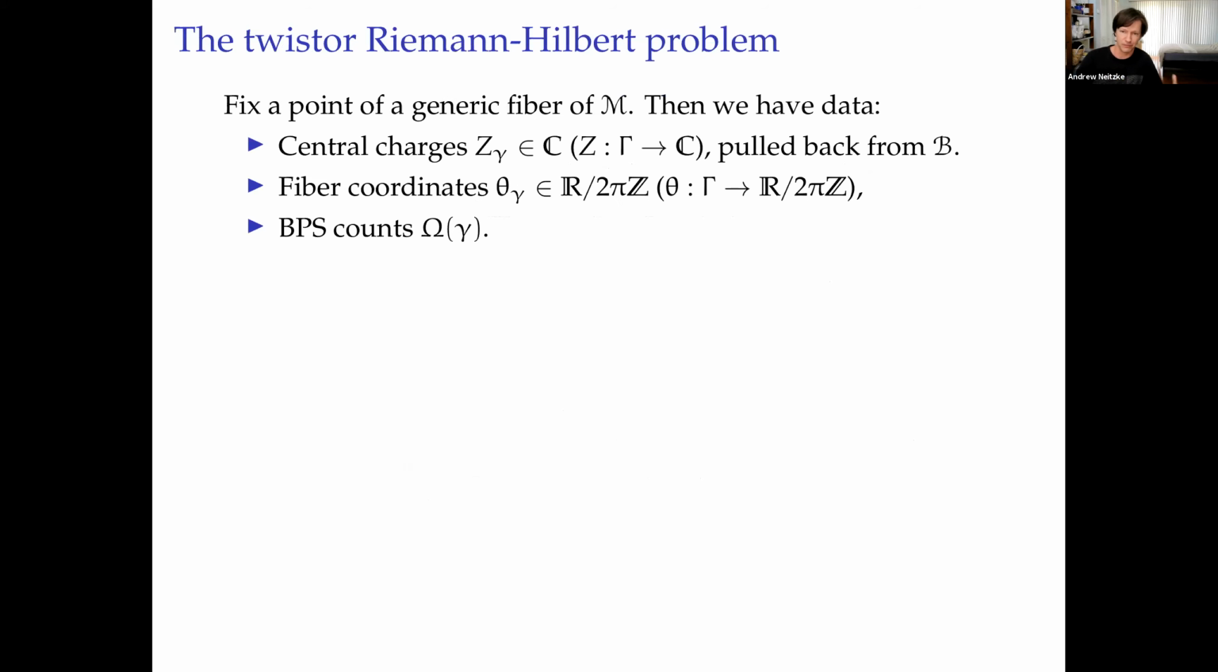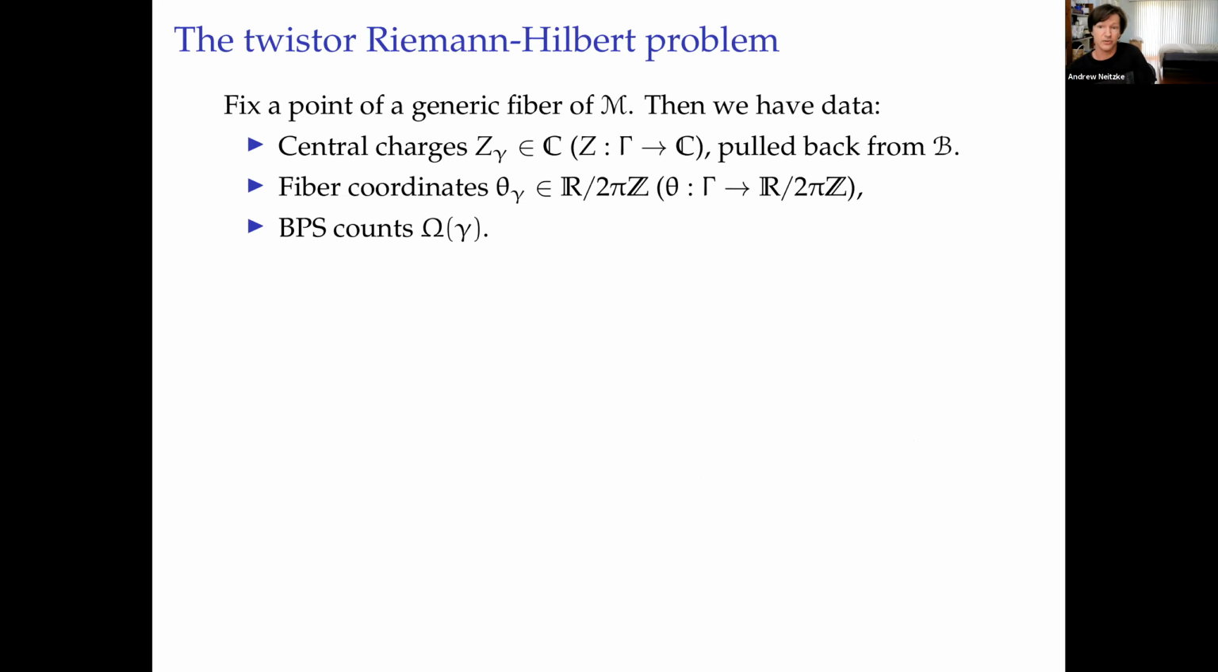Okay, so let me now formulate that problem. Let me remind you of the data that we have. This is a thing which we do independently at each point of the manifold. So let's pick a point, and let me pick it to be lying on a generic fiber. So not one of the singular torus fibers, but just pick some regular torus and pick a point of that fiber.